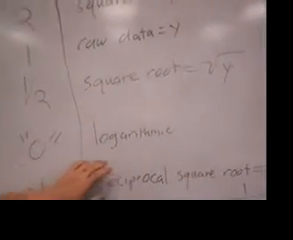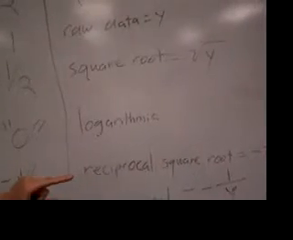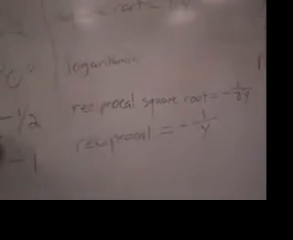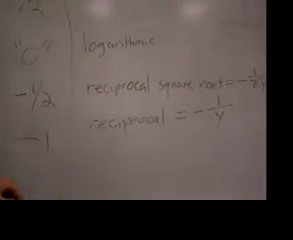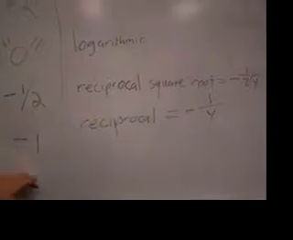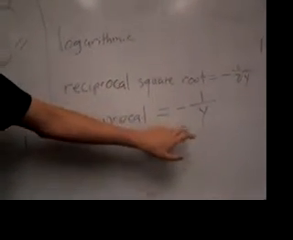For 0, which is our logarithmic values, I'll get into those later. For the negative 1/2, it's the reciprocal square root, so you have negative 1 over the square root of y. And the negative 1 is the reciprocal, so it's negative 1 over y.